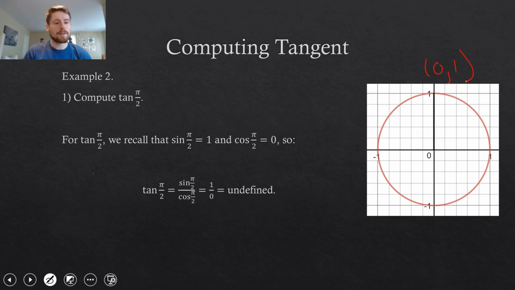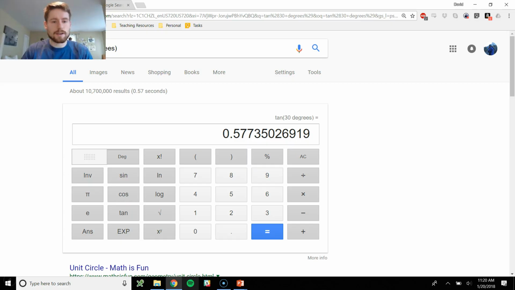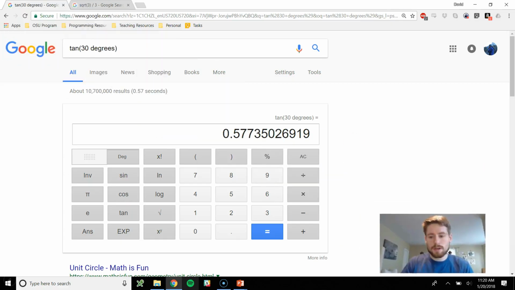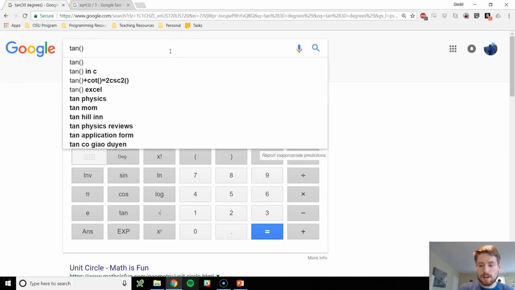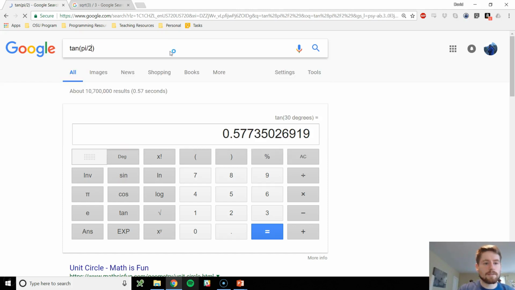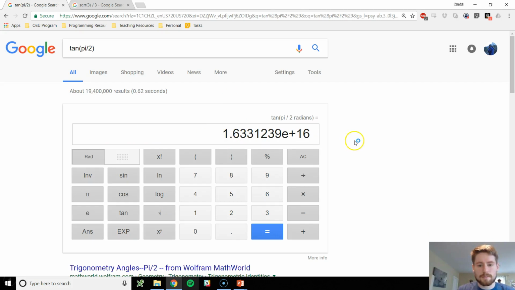If we try to find the slope of this line, we do sine divided by cosine, we get 1 divided by 0, which is undefined. And Google's going to tell you that. We'll go ahead and test this out in the calculator again. Okay, let's compute tangent of pi/2. Remember I said that it does its computations in radians unless you specify otherwise. So we'll just do tangent pi/2. And oh, it gives us a very large number. It looks like that's an approximation.